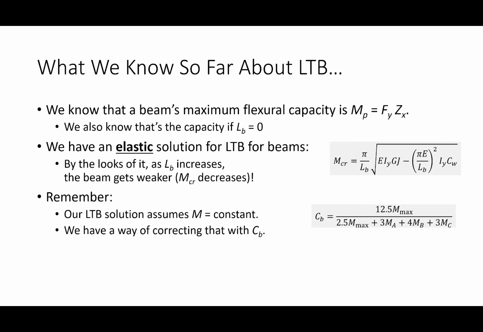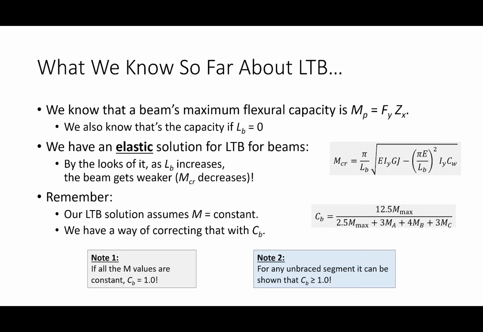Now, as we saw in our previous lecture, CB tends to be larger than 1. So actually what CB does is it sort of amplifies your capacity. It makes the capacity bigger, okay? So a couple things about that. First off, if we just look at the math, our LTB solution assumes M is constant. So if M is constant, this is our answer. Now I propose that the actual answer we're going to use is this times CB.